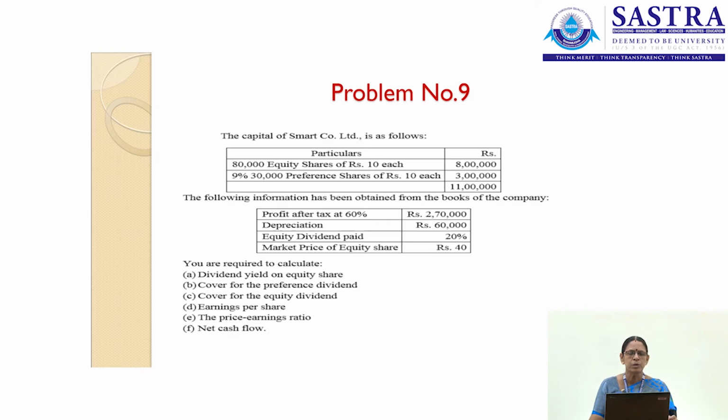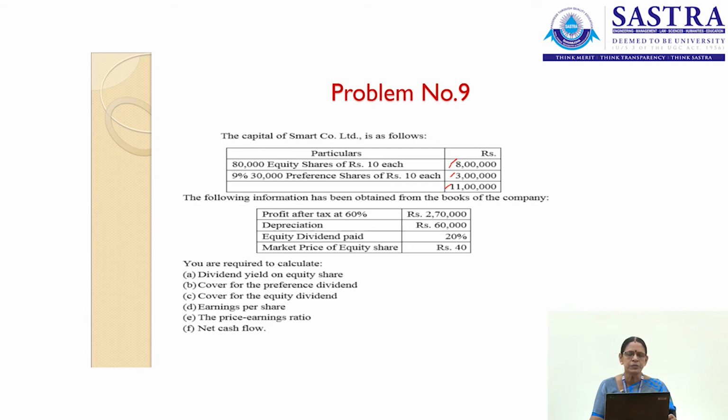The capital of Smart Company Limited is as follows. 80,000 equity shares of rupees 10 each, 8 lakh rupees. 9% 30,000 preference shares of 10 each, that is 3 lakh rupees. Totally we have 11 lakh rupees as capital.